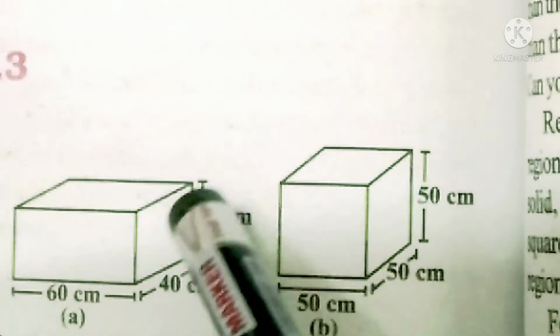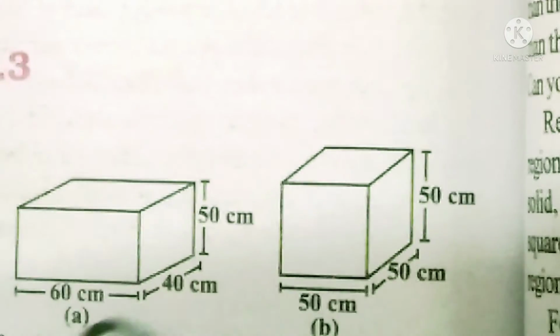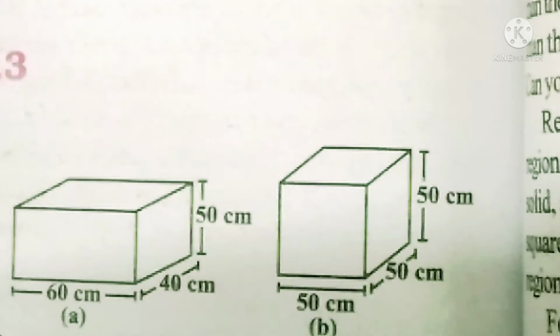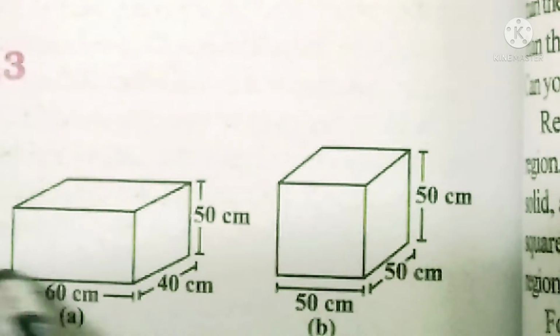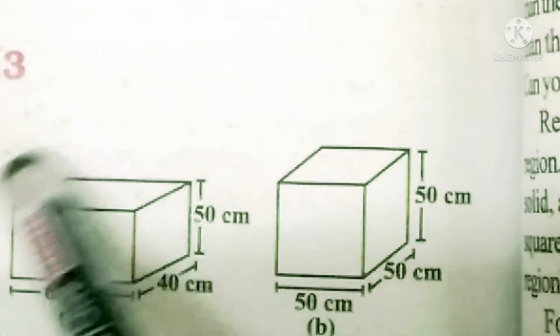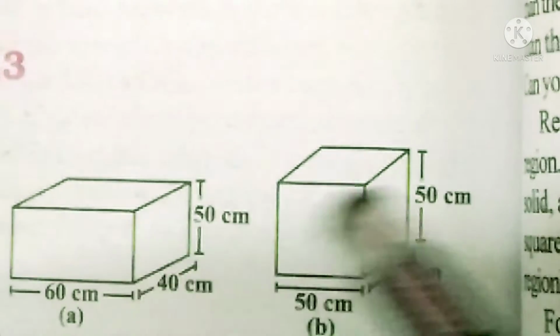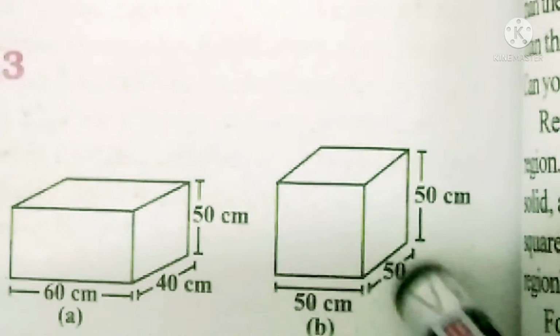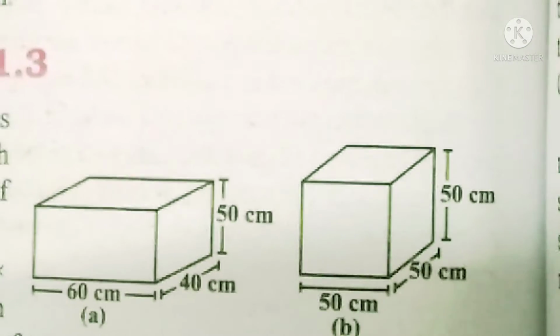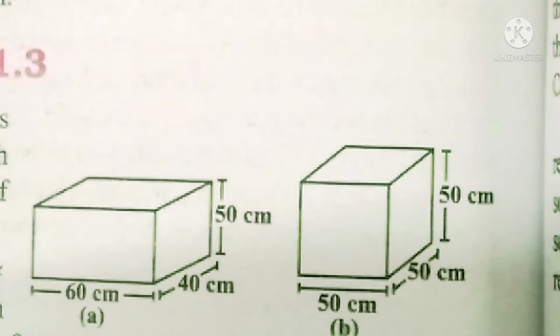So you have to find out how much material is needed to make this cuboid and this cube. What all measurements are given here? 60 centimeter length, 40 centimeter breadth, 50 centimeter height. So all three dimensions of this figure are given. Here all three dimensions are the same, that means it is a cube. That is also given. So what are we supposed to find out? Yes, we need to find out the surface area. Which surface area? Total surface area. And then we need to compare them. So let us start.